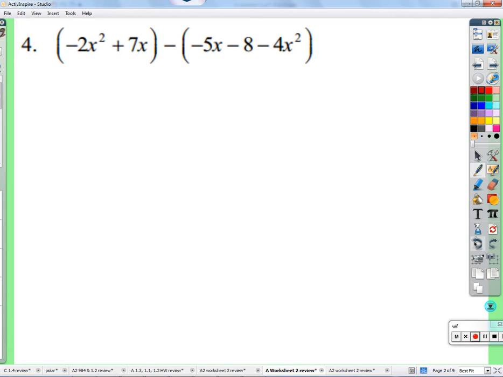These go together? What do they make? It would be a negative, or no, it would be 5. Yeah, 5x to the second, or 5x to the third? Mm-hmm. Question mark?